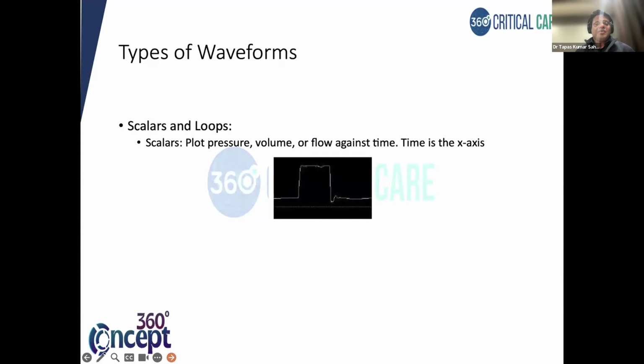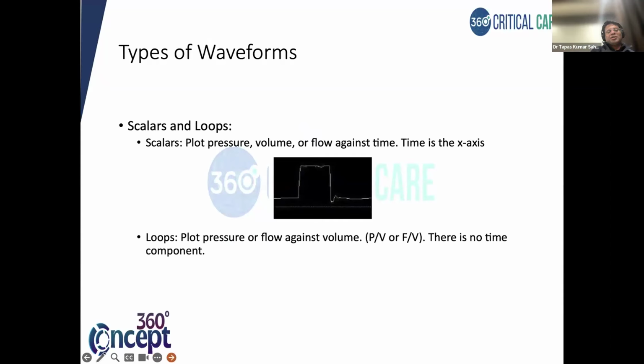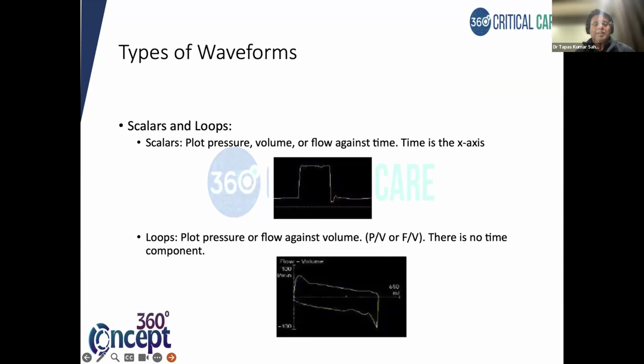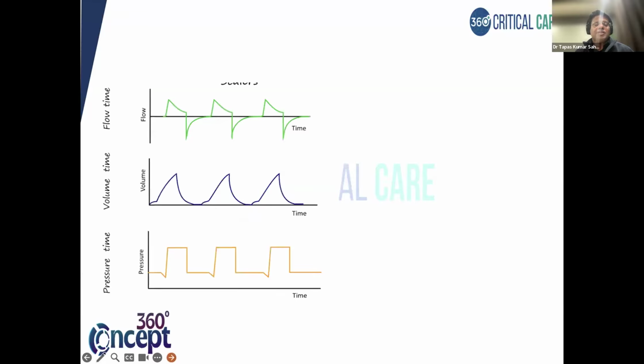Clear? Now, loops plot pressure or flow against volume. So that means pressure-volume, flow-volume. There is no time component in the loop. And this would look like this: flow-time, flow-volume. Clear? Now, so these are all, as you would say, the pressure-time, volume-time, and the flow-time. Clear? Now, can anybody tell me what is the mode here in these scalars that I have shown here?